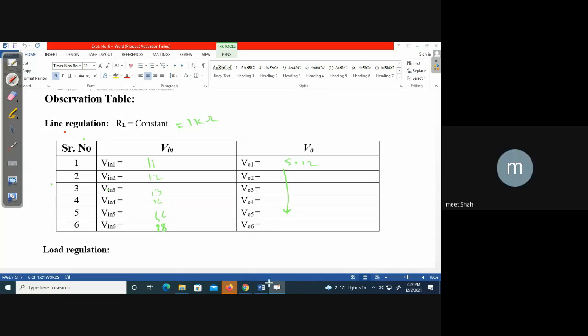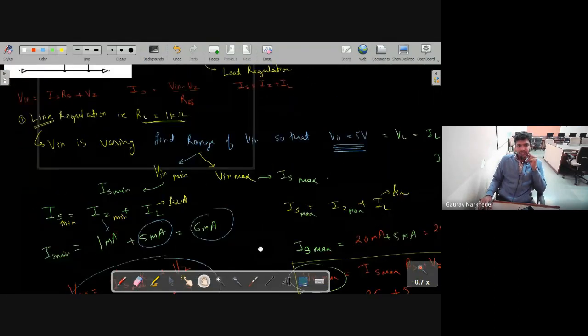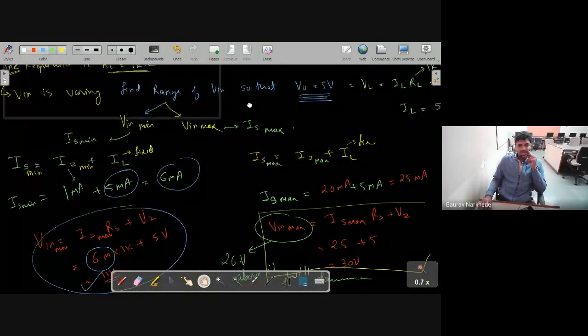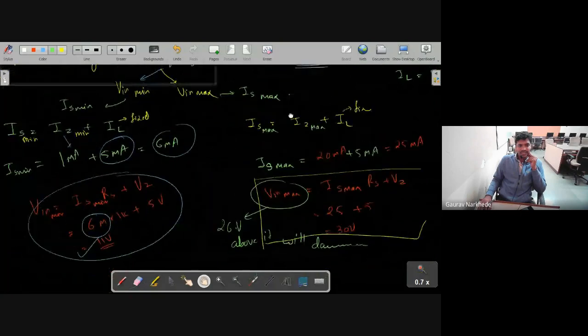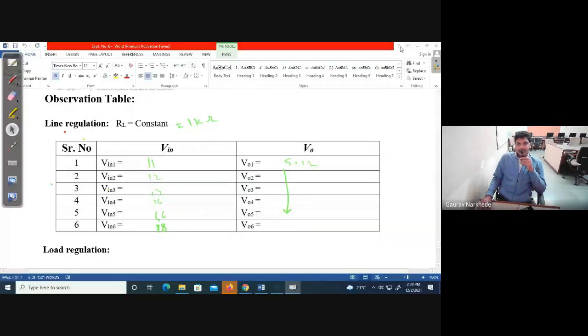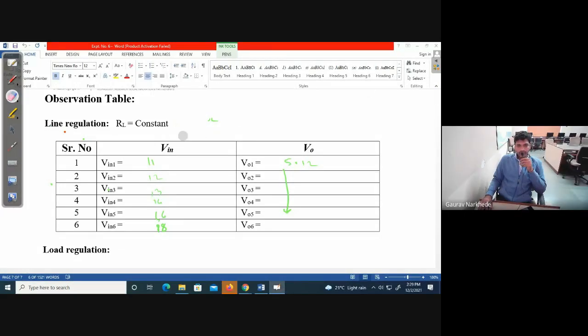And calculations also carry 1 mark, right? So you will do all these calculations. Are you taking running notes, or you can take screenshots. This, and then this, correct? Any problem in this?